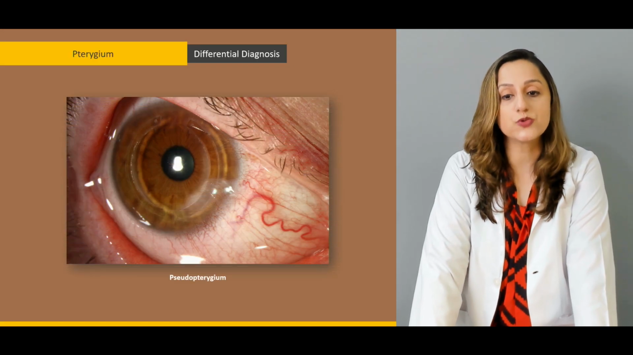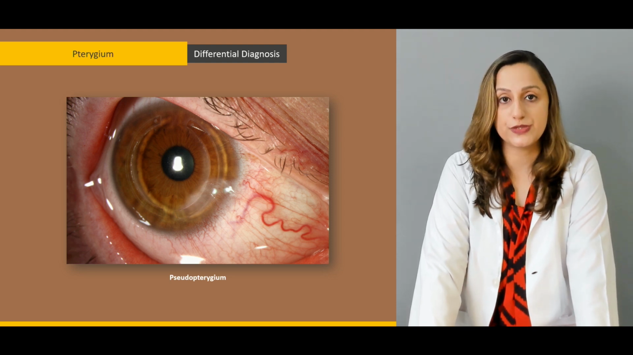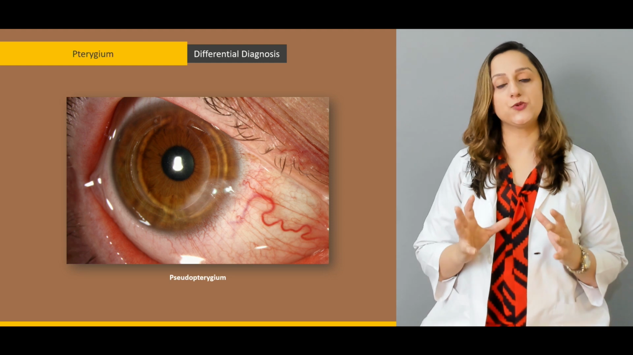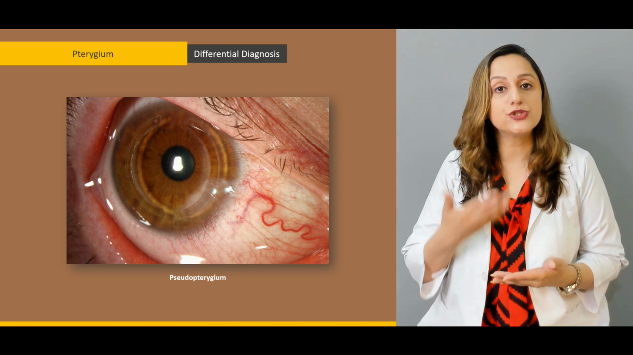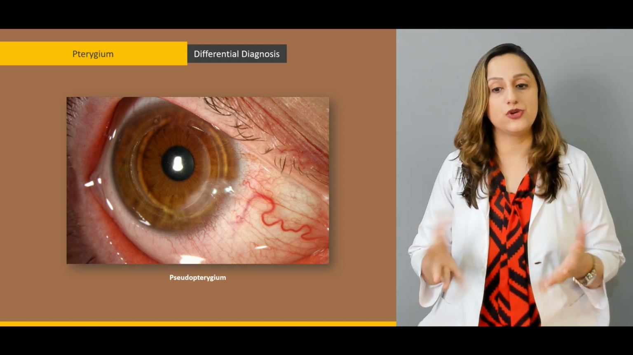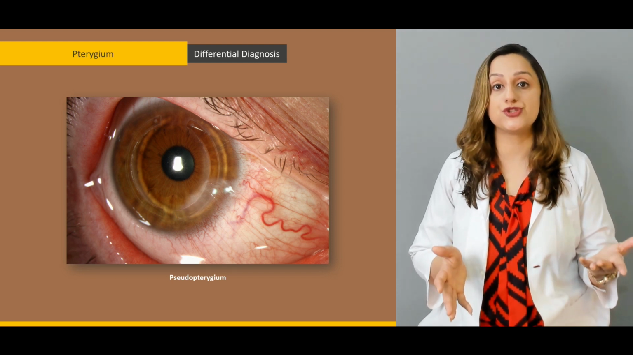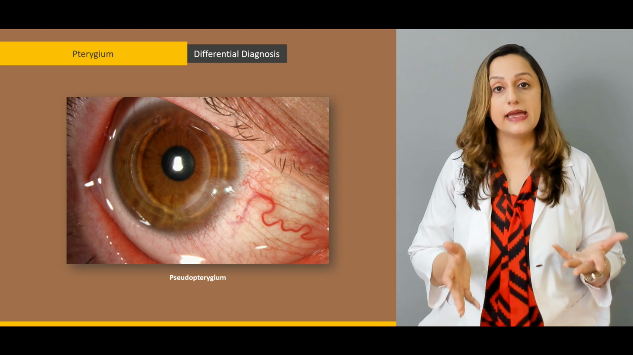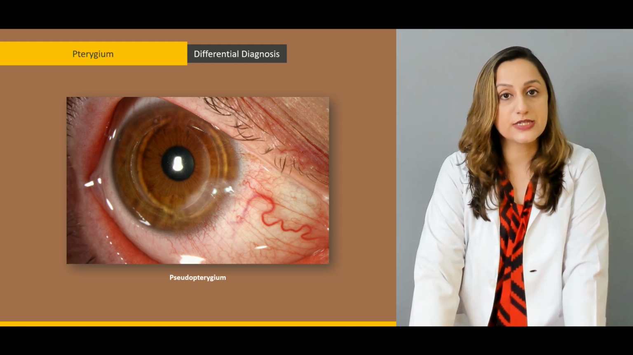The differential diagnosis can be a pseudopterygium. The basic difference between a pterygium and a pseudopterygium is the etiology. Pseudopterygium is basically an inflammatory process that is giving rise to this particular kind of triangular fold. And in cases of a typical pterygium, it's basically the degenerative causes that are the predisposing factors over here.